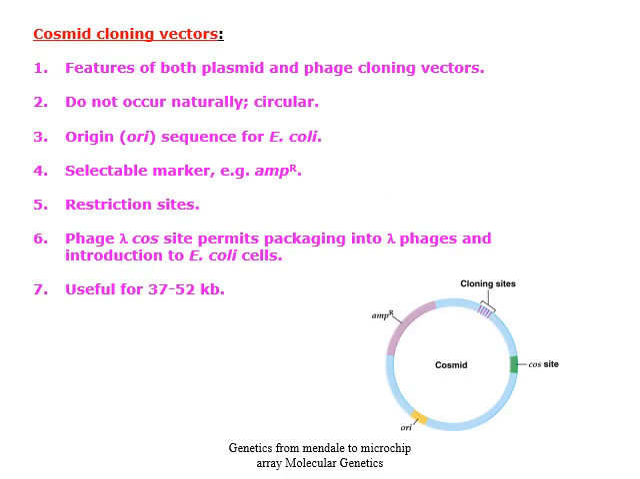Cosmid cloning vector. It has features of both plasmid and phage cloning vectors. Cosmids don't occur naturally. They have an origin sequence for E. coli, a selectable marker, a restriction site, and cos sites, which permit packaging into lambda phage and introduction into E. coli cells. Cloning site, here ampicillin, restriction site. This is a cos site, the origin.